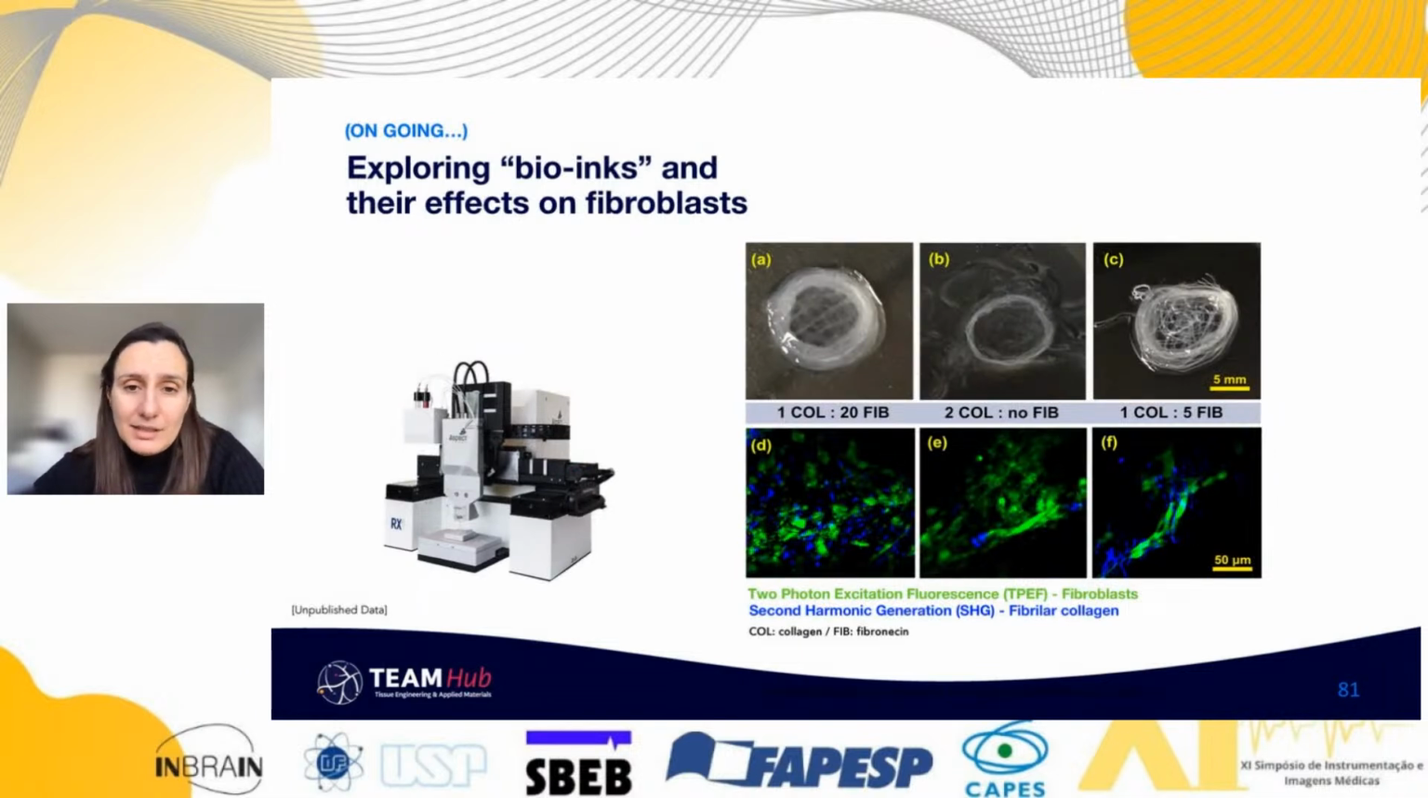And here's just a quick example, a very nice image showing how, by playing with the composition of your bioinks, you might be changing the structure of your constructs. So for example, if you play with the proportion between collagen and fibronectin, just by looking at the images, it's very clear to see we have more or less control over the structure that's being formed.